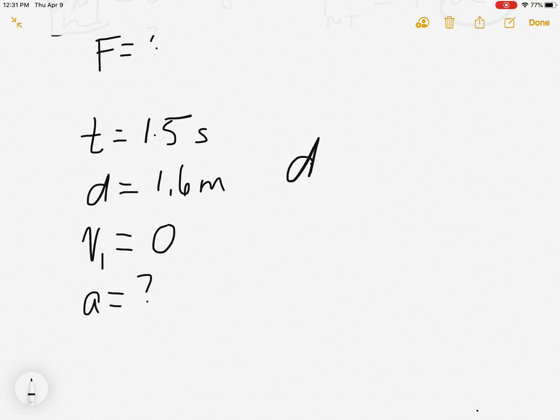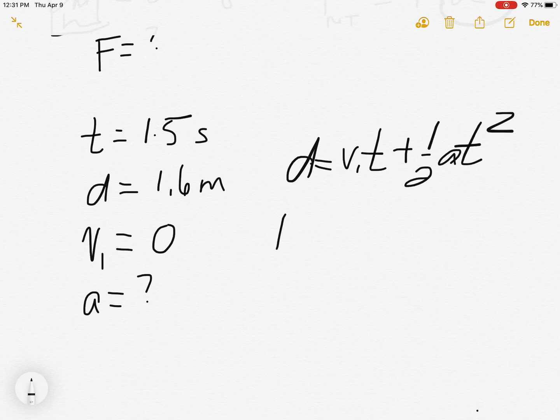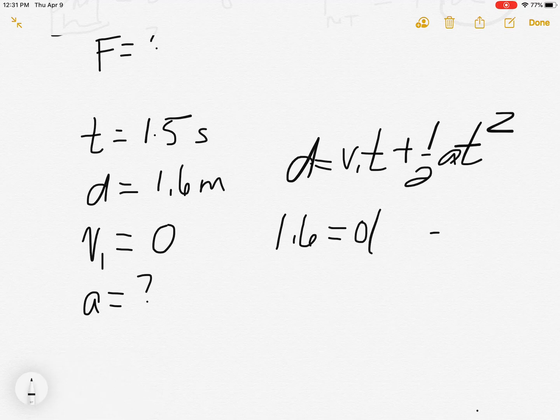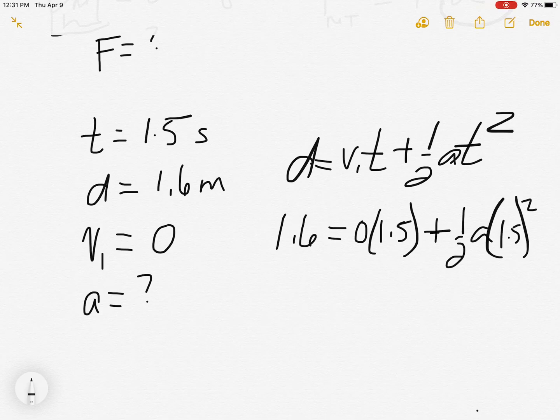If you look at these four things and you look back in Unit 1, you'll see D equals V1T plus 1/2 AT squared. So what you have to do here is put in the meters, the 0, A, and the time. I should have put the time in here too. Sometimes I jump steps and I shouldn't do that. So it's 0 times the time of 1.5 plus 1/2 A times 1.5 squared. And you just solve that for A.